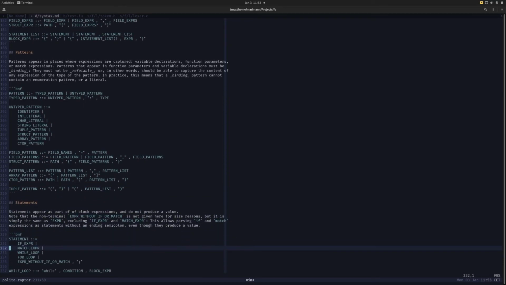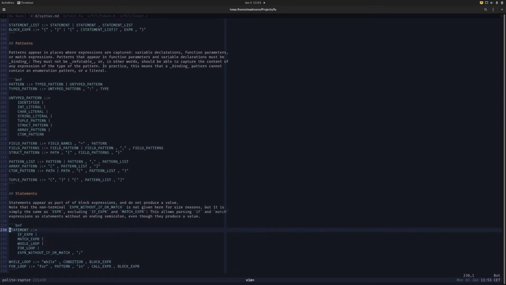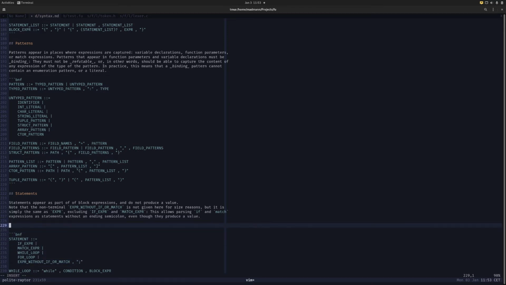And then there's statements. A statement is just either one of an if expression or a match expression or loops, or an expression without if or match followed by a semicolon. So the reason for this is that regular expressions like a plus equals 1, that's an expression. It yields the value of a after the assignment. But when it appears as part of a statement, it has to be followed by a semicolon to say, I ignore the result of this thing. I don't care about the result.